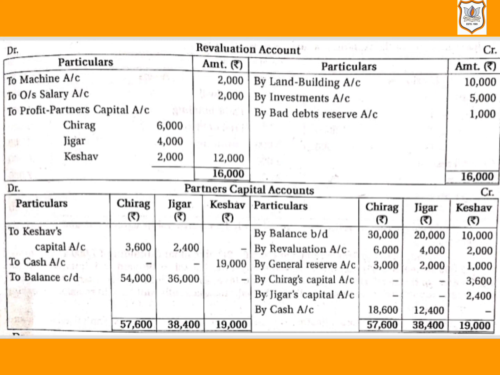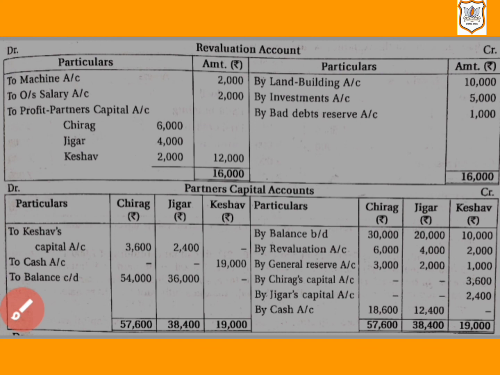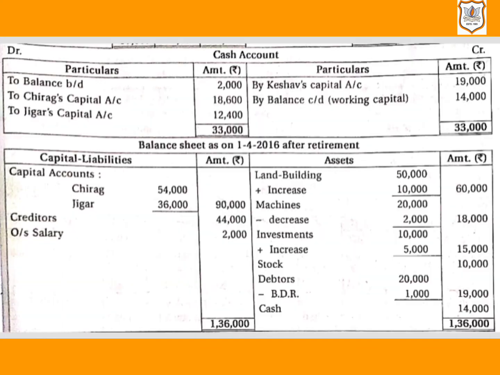So let us give effect of those in partner's capital account. Here it will be recorded on debit side as it is new capital of Chirag and Jigar. Here it is. We will write 54,000 in Chirag's column and 36,000 in Jigar column to balance carried forward. Then its second effect will be shown in balance sheet. Here it is. Capital accounts Chirag 54,000, Jigar 36,000, and in outer column we will write total, that is 90,000.